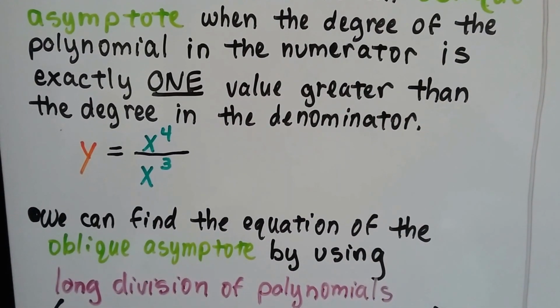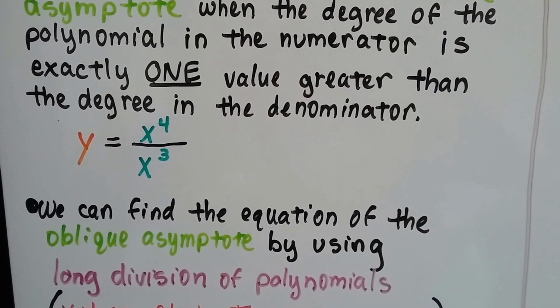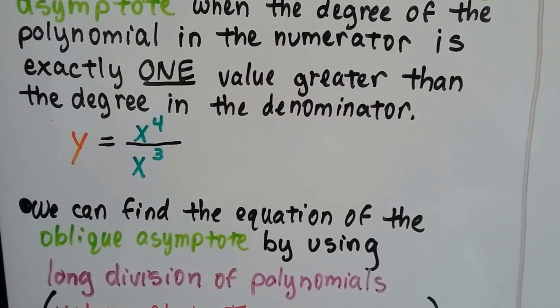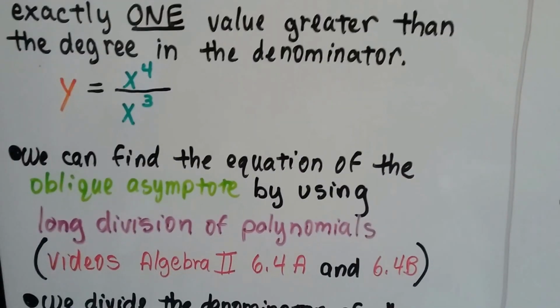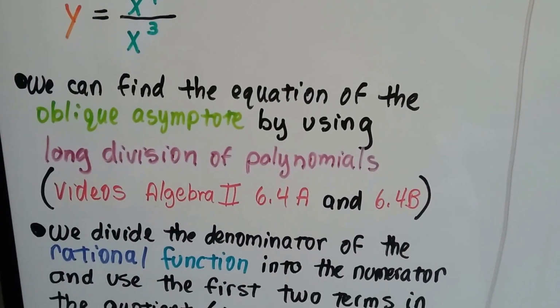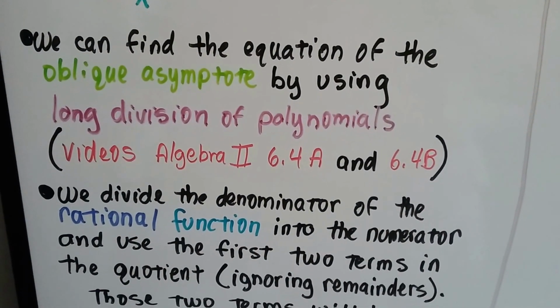So it'd be like if we had x to the fourth divided by x to the third. See how the 4 is 1 bigger than the 3 exponent? We can find the equation of the oblique asymptote by using long division of polynomials.